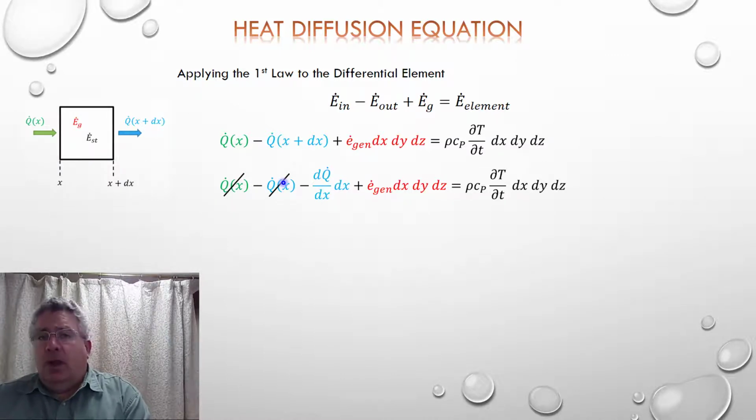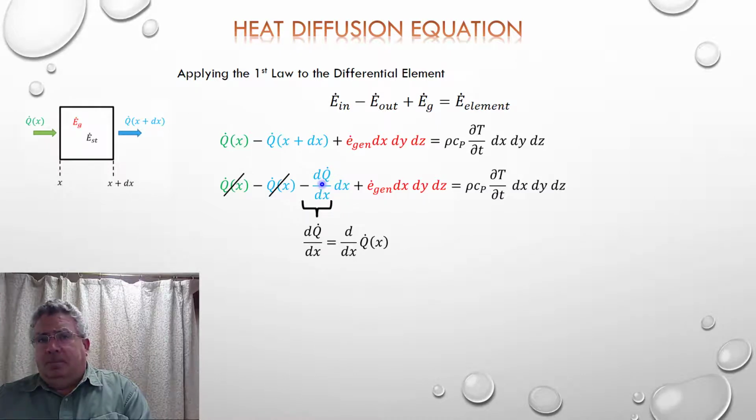Now let me point out what we're trying to do before we go any further. The heat diffusion equation is going to be a differential equation in terms of T. So we have the temperature on the right-hand side as a function of time, but over on the left-hand side, temperature doesn't show up anywhere. That's what we're working towards right now. So we have minus dq dx times dx. But what is dq dx? Well, that's Fourier's law. I can take this derivative, and q dot is Fourier's law.